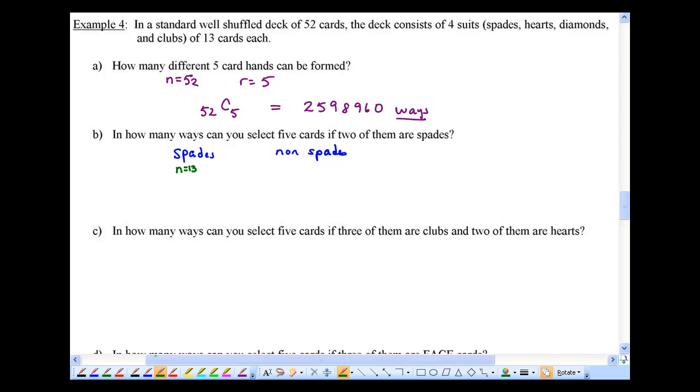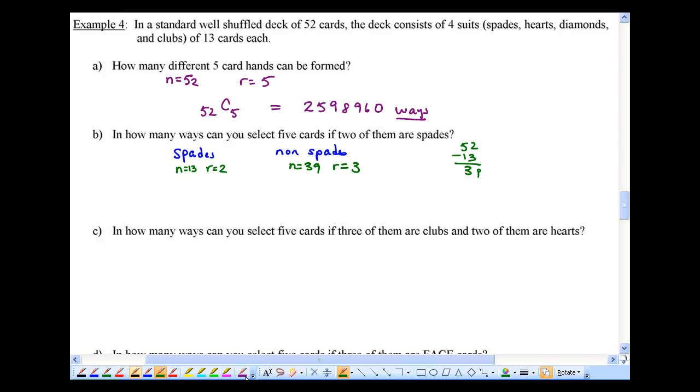There are 13 spades, and I want 2 of them. How many non-spades are in the deck? Well, 52 cards, subtract 13 spades. That must be 39. So 39 non-spades. And how many of those do I want? I want 3.